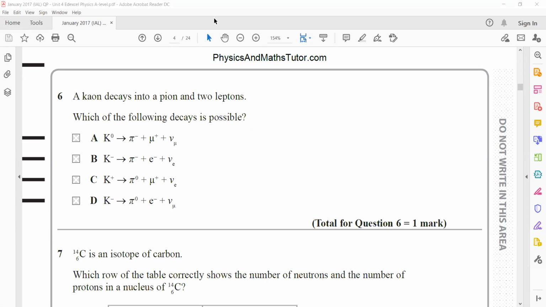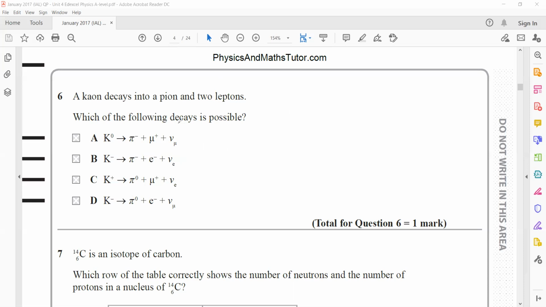So first thing, when you check the conservation of the charge, this one charge is conserved, -1, but -2, so charge is not conserved. +1, +1, charge is conserved. -1, -1, charge is conserved. Then you have to check the lepton number as well as baryon number.